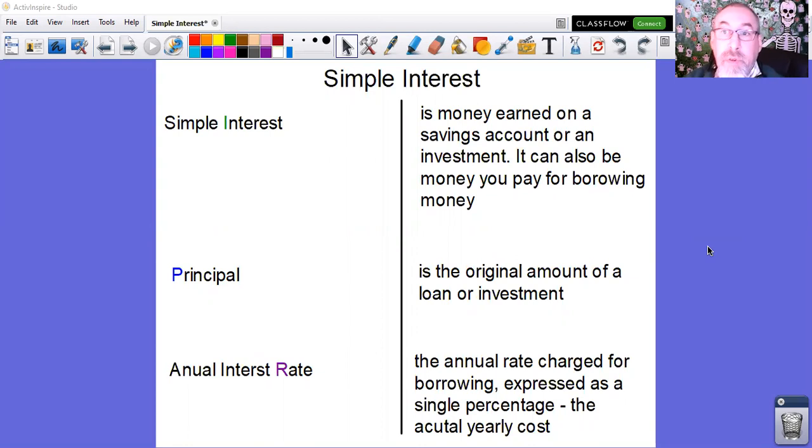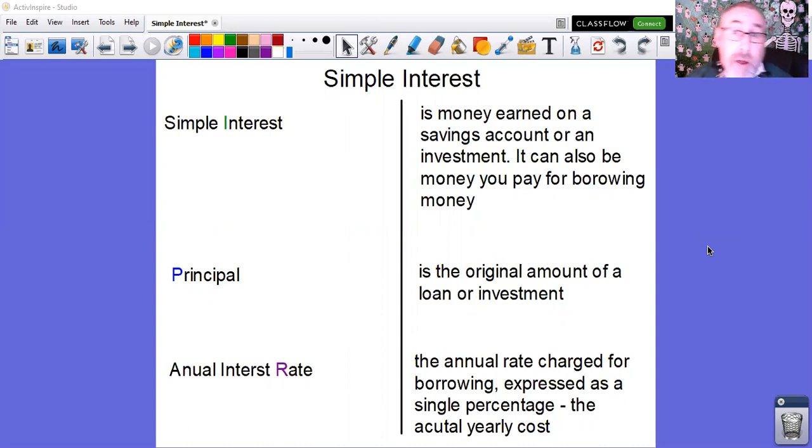This lesson is going to be simple interest. This is when you get a loan or you put money in the bank. It's a very basic way of calculating interest on something like that. As we go through the lesson, of course, you fill in your notes. You will have work that you need to do at the end.